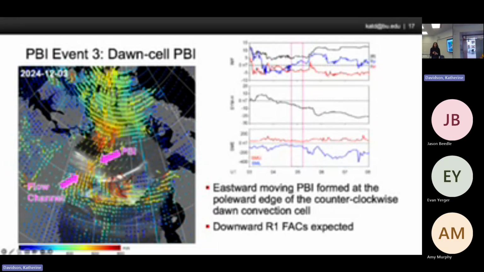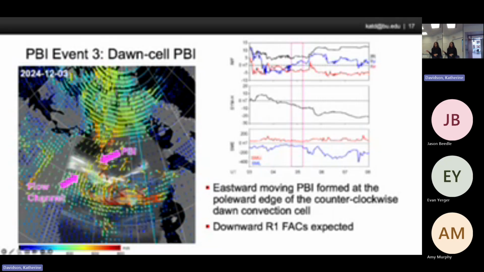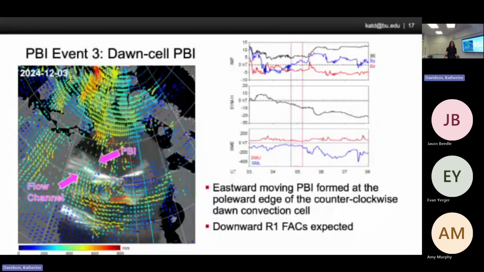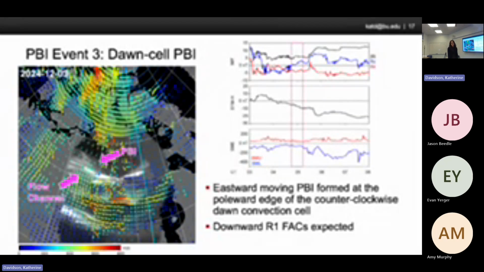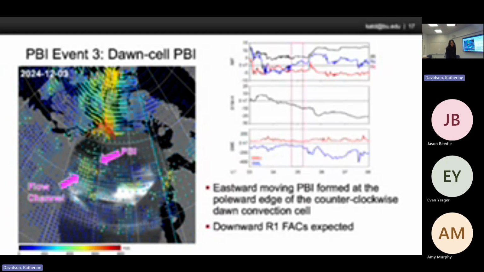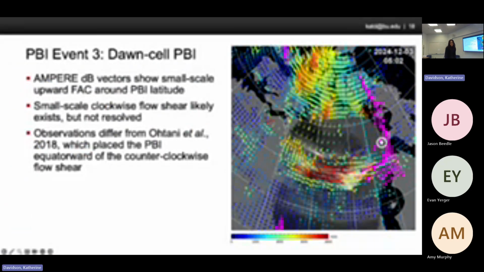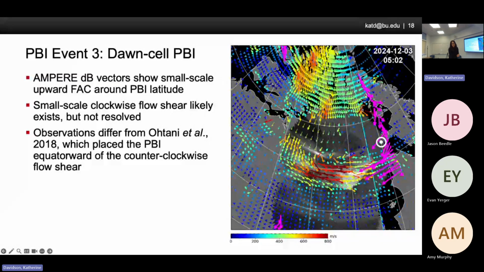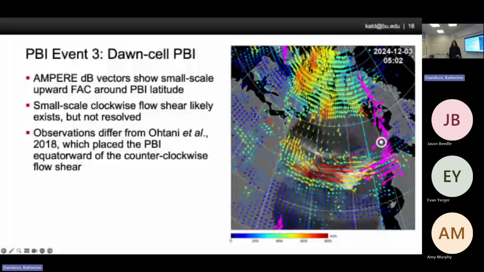So because this occurs in the dawn convection cell, this is typically where we expect to see downward region 1 field-aligned currents rather than the upward field-aligned currents associated with auroral activity. So in order to investigate this a little bit further, we actually plotted the magnetic field vectors from AMPERE. And we see that there's a small scale upward field-aligned current around the same latitude as this PBI here.